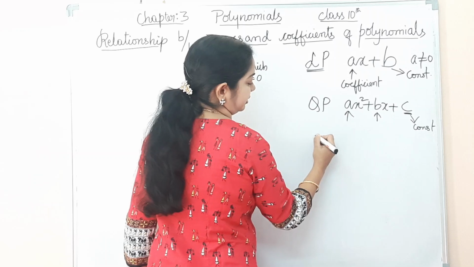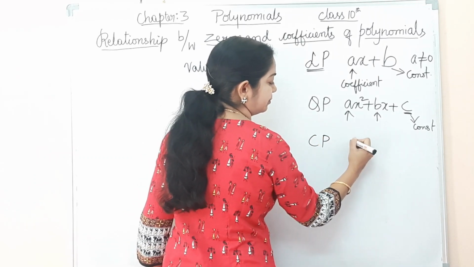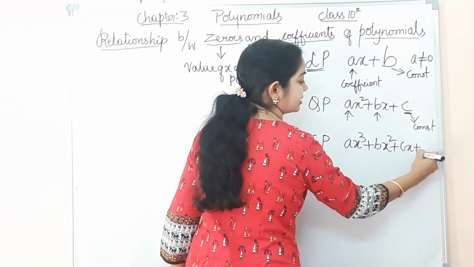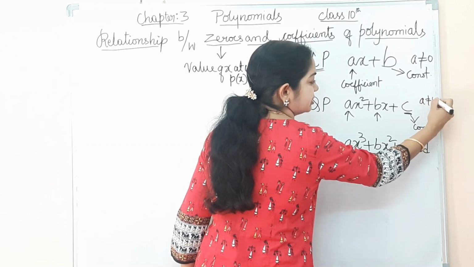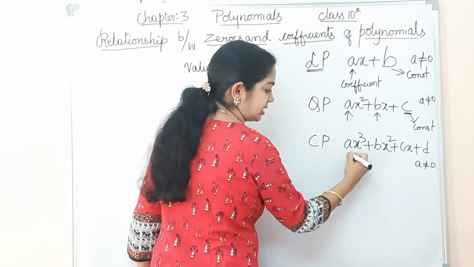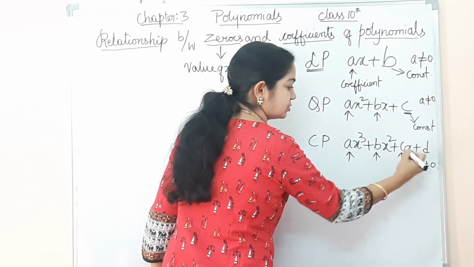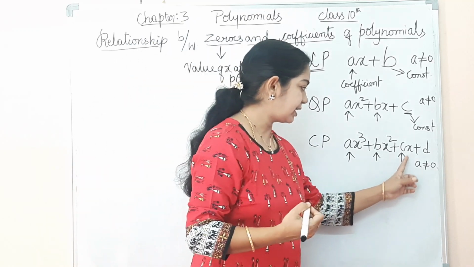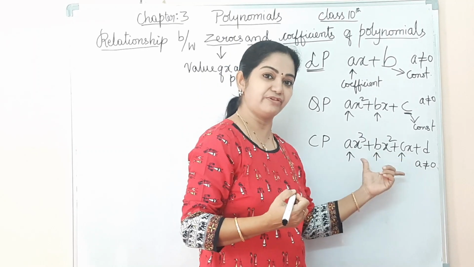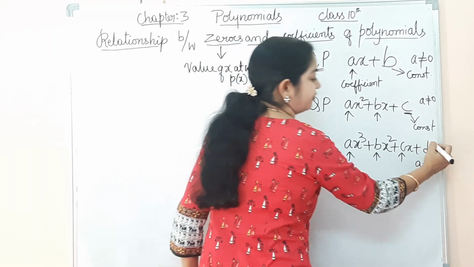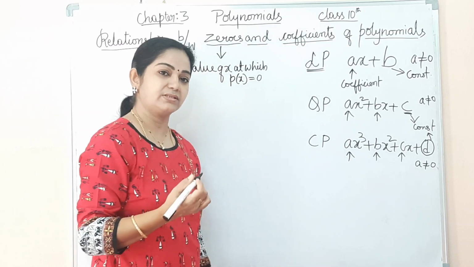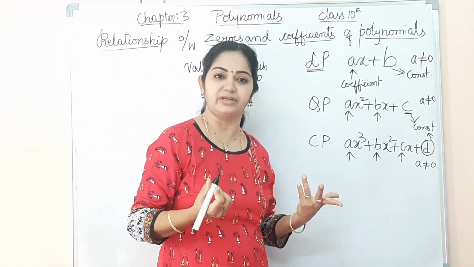Now, if you take the general form of a cubic polynomial, ax cube plus bx square plus cx plus d, here also the condition is a not equal to 0, okay? Now here the coefficients are a, b and also c, because they are attached to the variables: here x square, here x cube, here x. So a, b, c are the coefficients here, whereas d, which is variable free, is the constant, right? Constant is a number which is variable free.